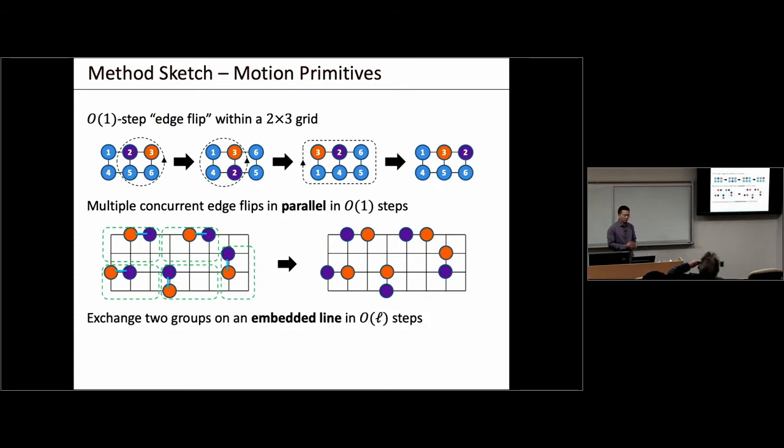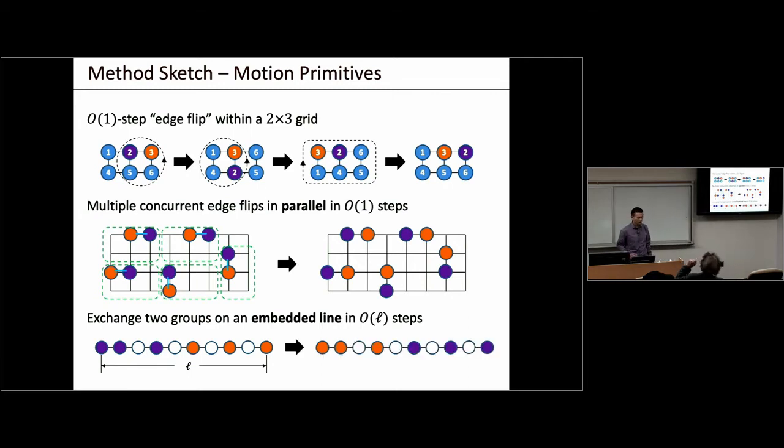So from there, we can actually get a higher level motion primitive. That is, we can exchange 2 groups of robots, this purple and this orange, on a length L path using only O(L) steps. Of course, we assume this one is embedded in a grid. That's when we can do it. So you can go from this to that using this many steps.